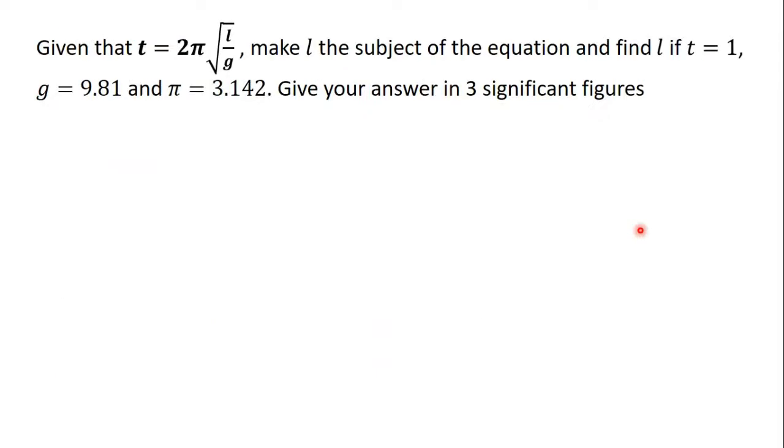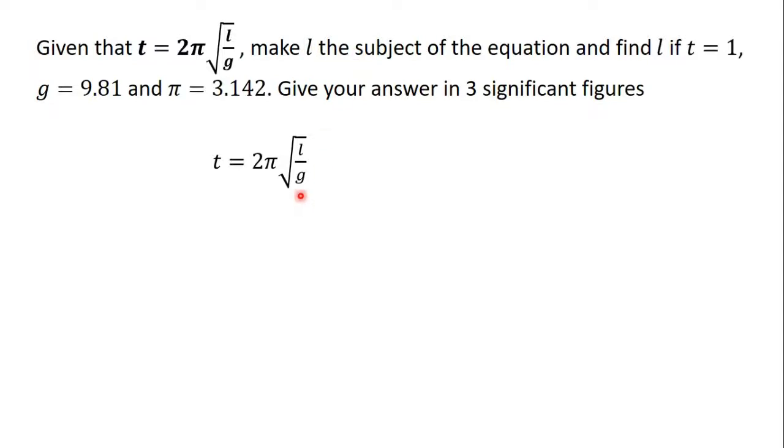Given that t is equal to 2 pi square root of L over G, make L the subject of the equation. Find L if t is equal to 1, G is equal to 9.81, and pi is equal to 3.142. Give your answer in 3 significant figures. Okay, so this is our question. Let's concentrate on the first part. We have been given the equation t is equal to 2 pi square root of L over G, as we can see here, and we are being told to make L the subject of the equation.